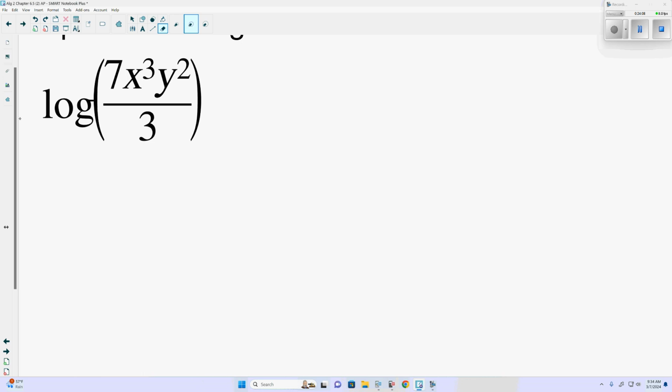It's the same thing. Let's look at this one. Log of 7x to the third y squared over 3. Seven x to the third y squared minus log of 3. Because the only thing in the bottom of the fraction is log of 3.